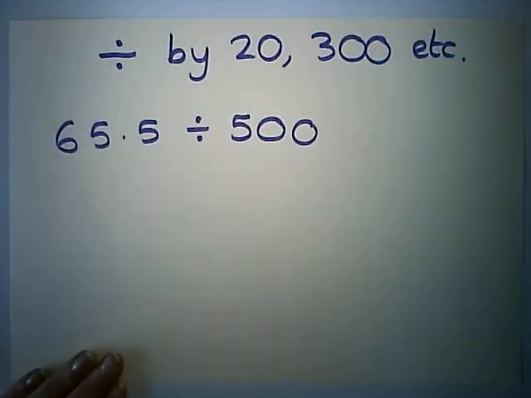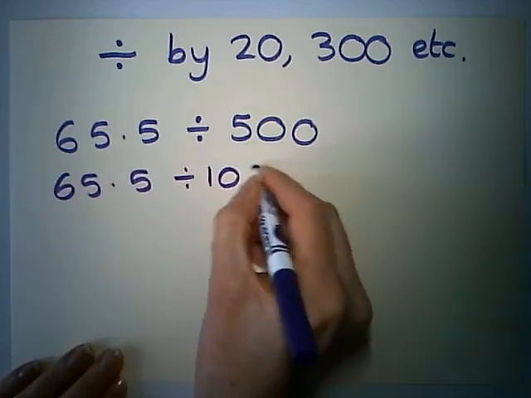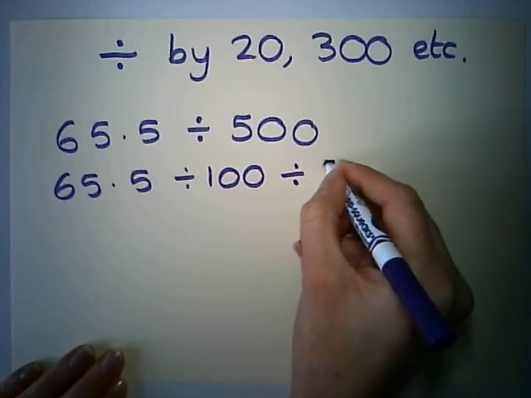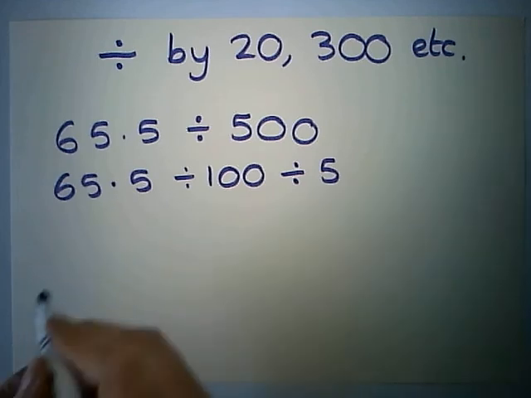Okay, moving on to divide. Again, I'm going to divide by the 100 first and then by the 5, but if you wished to do it in the opposite order, if you wanted to divide by 5 first and then divide that answer by 100, you would also get the same as me. Okay, how do we divide 65.5 by 100? Remember, we move it 2 places to the right to make it smaller.